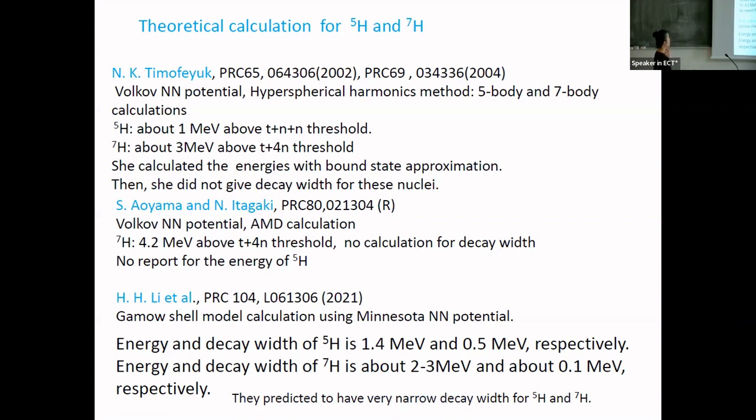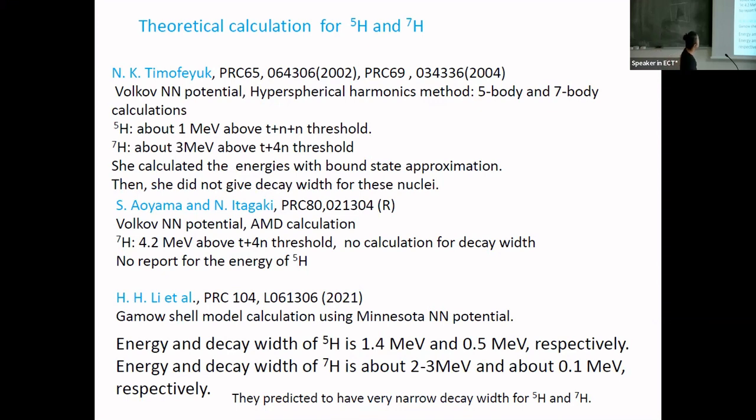After that, Aoyama-san and Itagaki-san also calculated the hydrogen-7 case using the Volkov NN potential within the framework of AMD calculation. He reported the energy to be 4.2 MeV above the triton plus 4n threshold, but he didn't calculate any decay width, and has no report for hydrogen-5. And just last year, this person also calculated hydrogen-5 and hydrogen-7 using the Minnesota potential within a cluster model calculation.